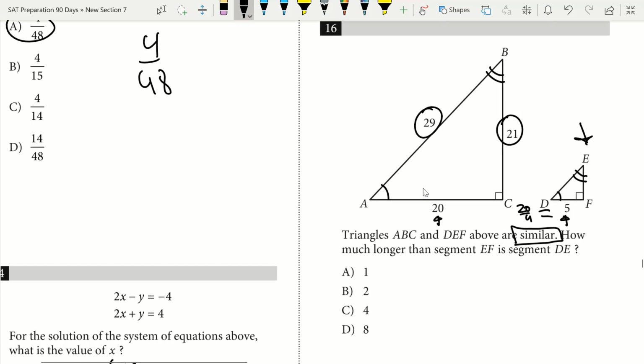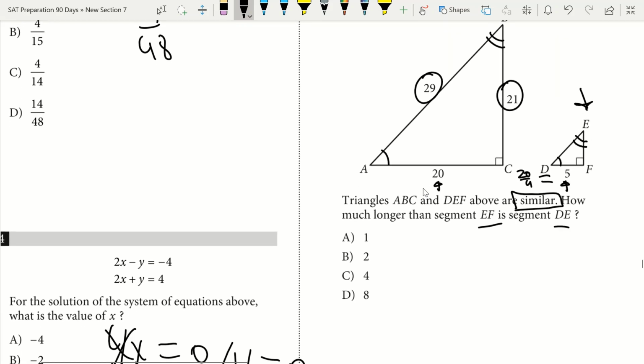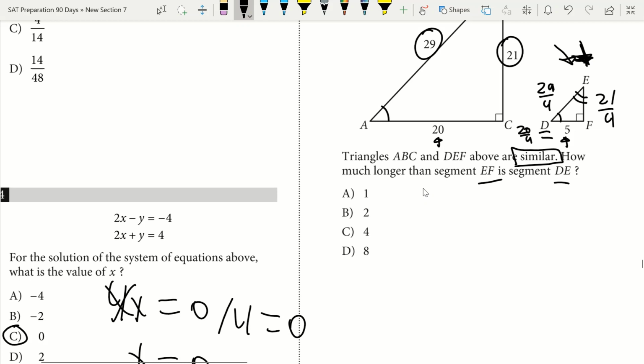So I'm asked for how much longer segment EF is than DE. That's referring specifically to my smaller triangle over here. So I need to solve for DE and EF. I know that I have to divide each side by 4 to get what it is on this triangle. When I do that, I'll have 29 over 4 for my hypotenuse, and I'll have 21 over 4 for EF.